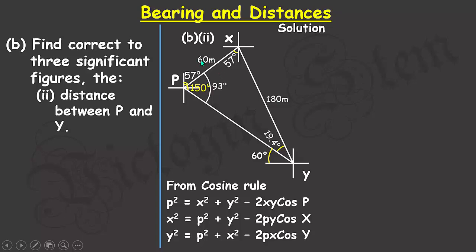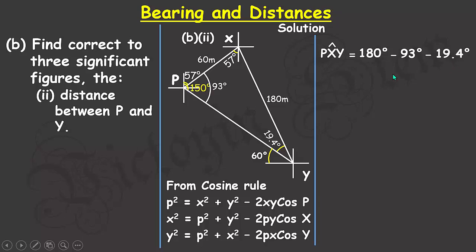y, I have it as 60 meters. X, I need to find this value, and it's trivial. Already I know P and I know Y, so I can subtract the summation of these two angles from 180 degrees and it will give me X. Now if I do that, I'll have angle PXY equal to 180 degrees minus 93 degrees minus 19.4 degrees. If I solve this, it boils down to 67.4 degrees. That's the value of angle X.